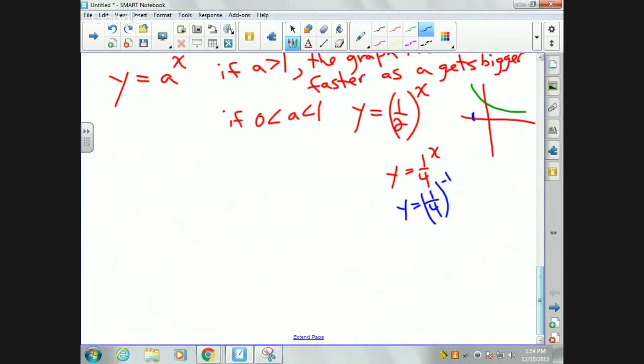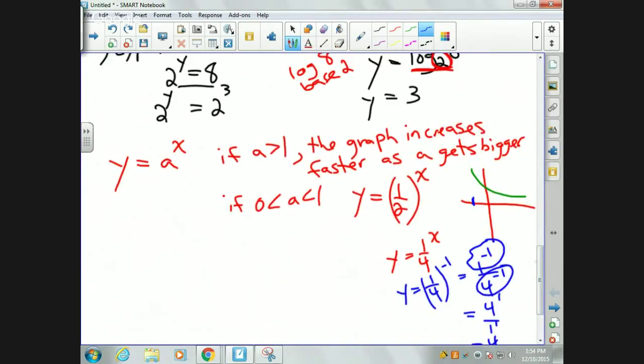Remember that when you have negative exponents, the exponent applies to both the numerator and the denominator. In order to make the whole power positive, we move the power from the numerator to the denominator. So really we get 4^1 over 1^1, which is equal to 4. So when x is -1, y is going to be 4, somewhere way up here.